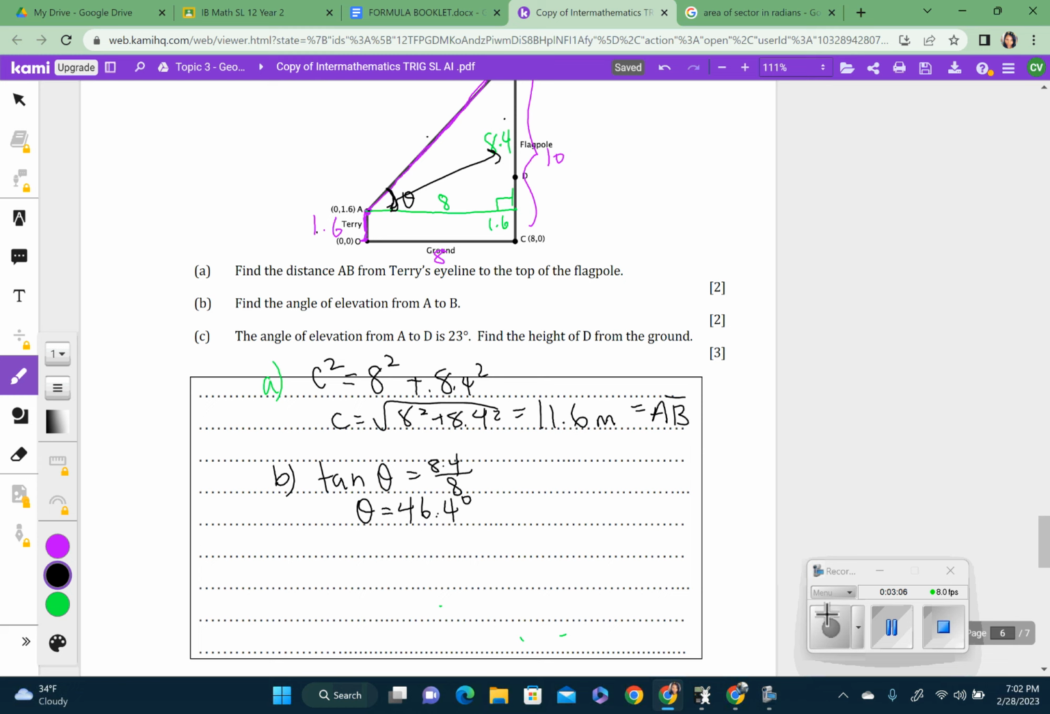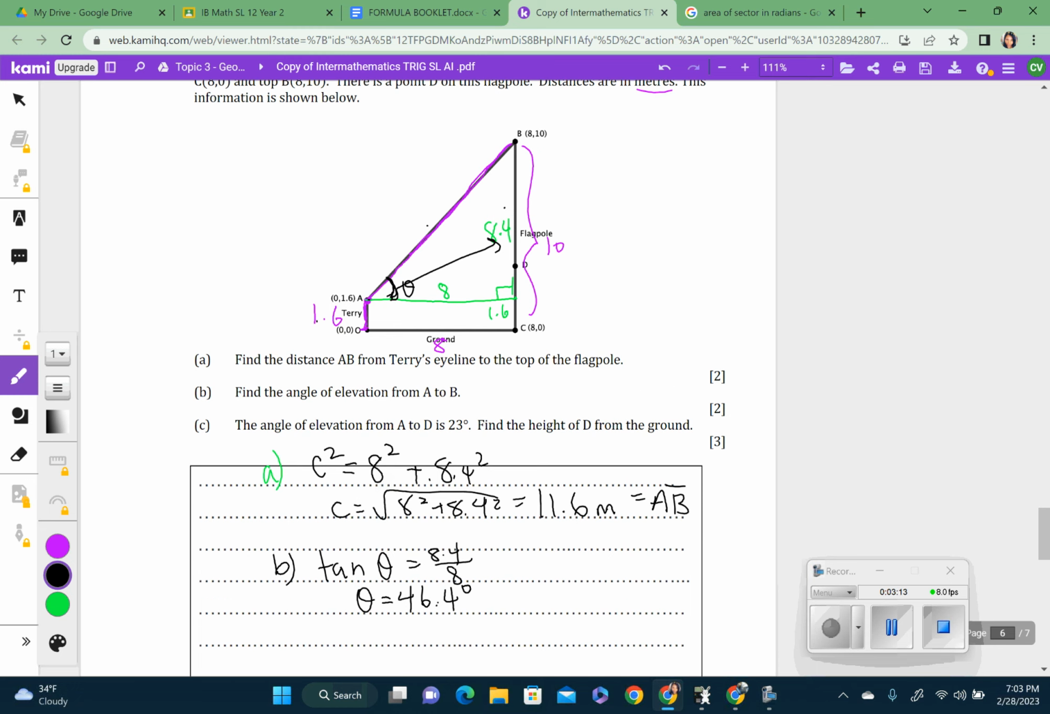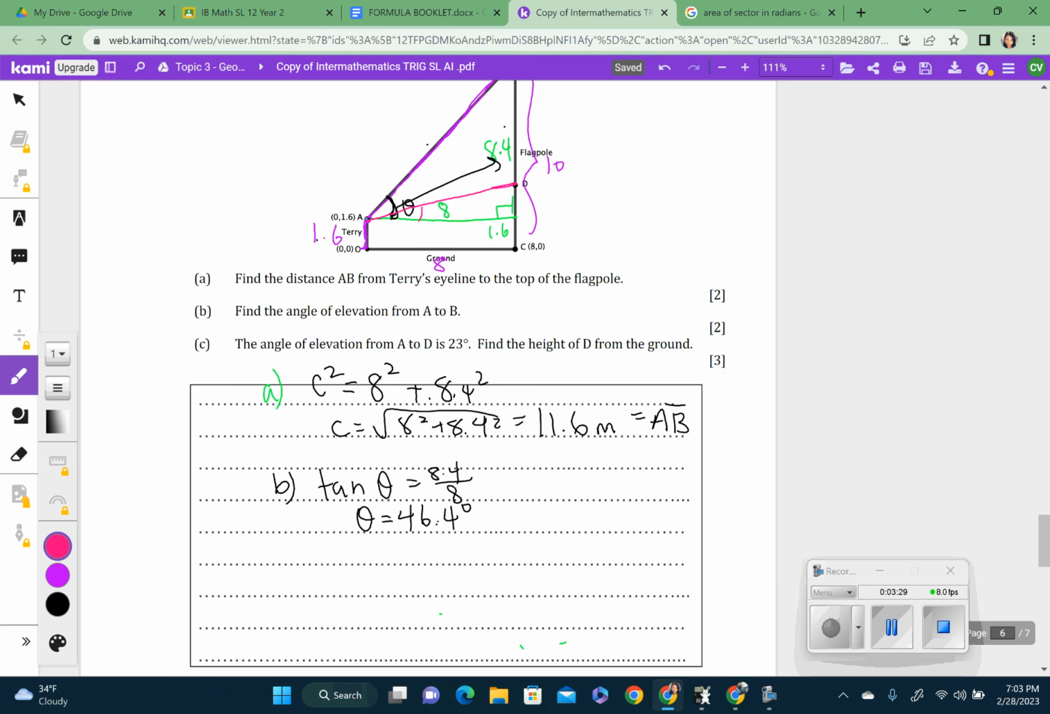The last part of this question, the angle of elevation from A to D is 23 degrees, from A to D. So now we found out that the whole thing is 46.4, but we don't want that. We want from A to D. So let me just change the color. We want to know that right there. So we're looking for that. They're telling us that that angle of elevation is 23 degrees.